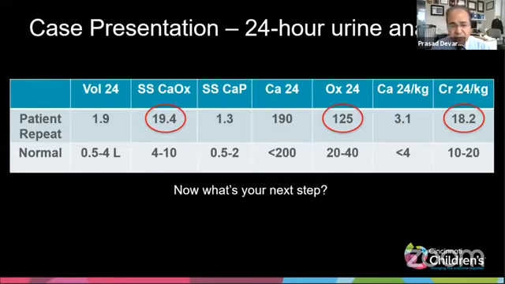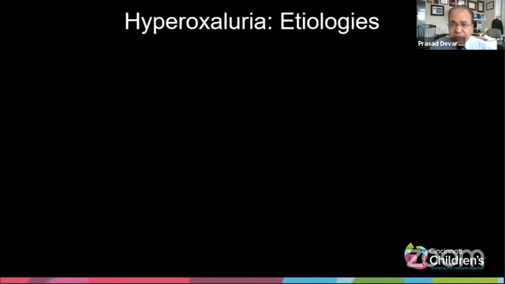So we already talked about the spot urine, which showed a high oxalate level. And here, the same patient got a 24-hour urine check.